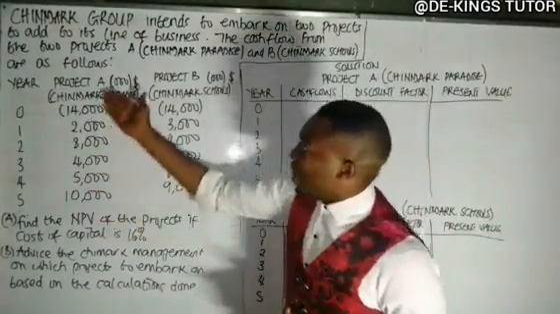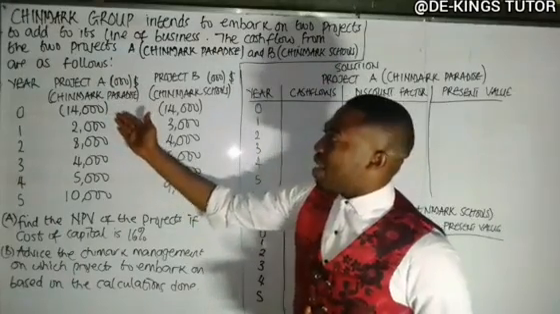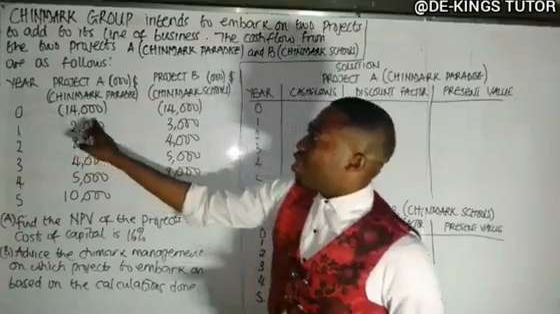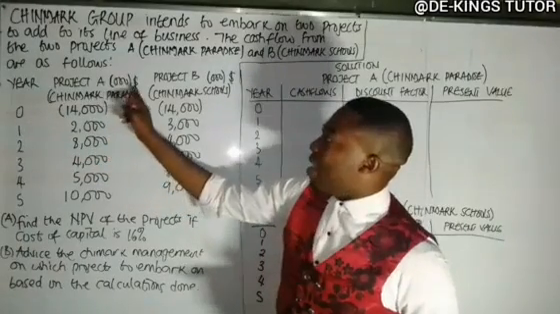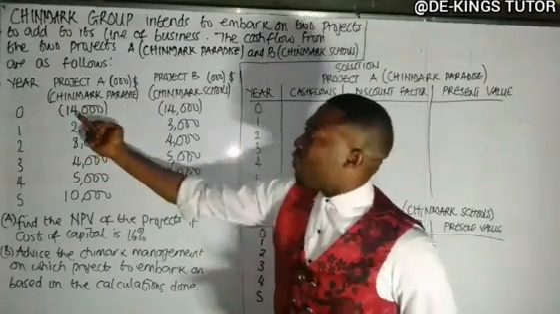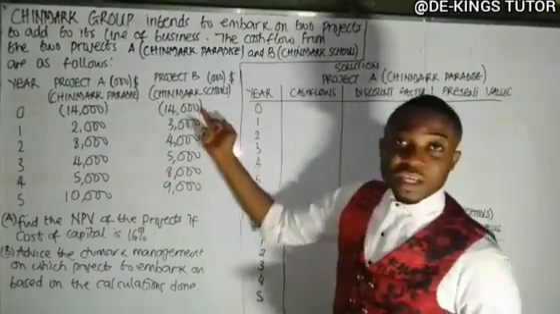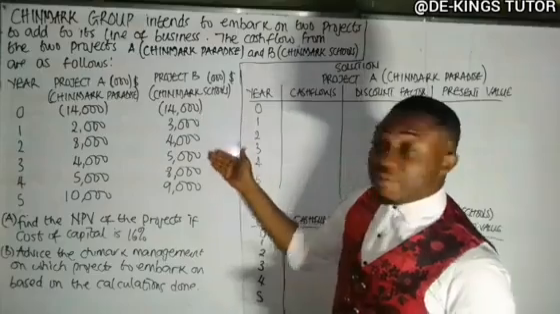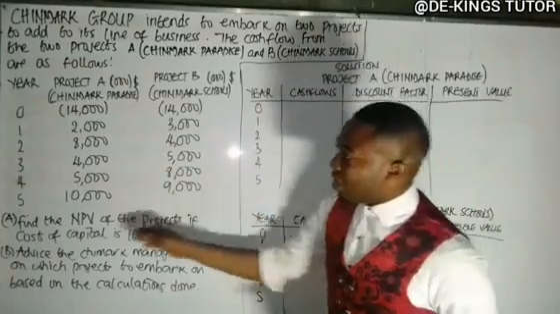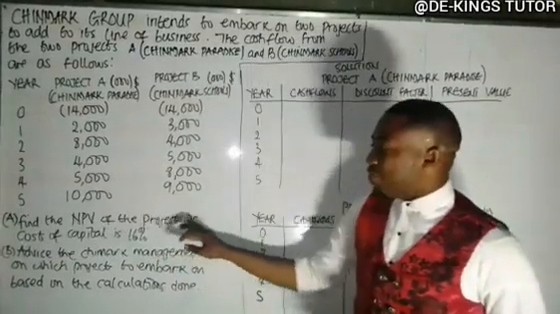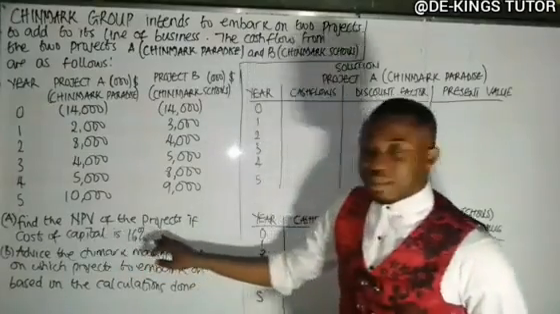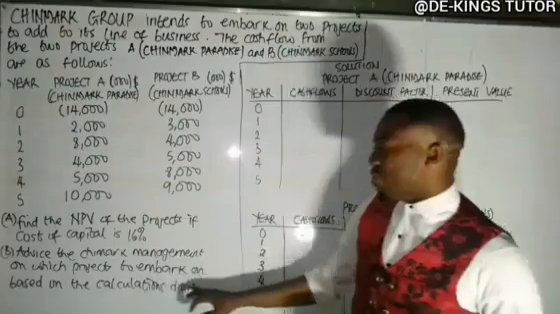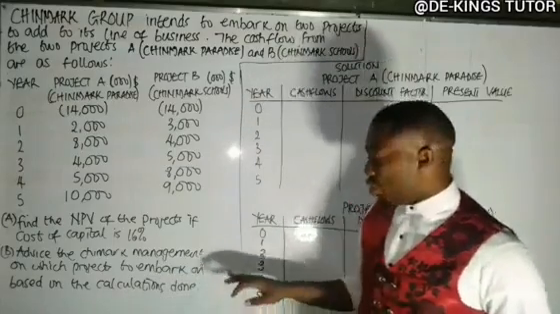Look at it here. Now look at the project A, CHINMARK Paradise, and project B. I told you that the first part, which is always 0, is the initial capital outlay, and it's in dollars. Okay, so this is $14 million. That is what they intend for the project, the same amount. Now these are the streams of cash flows, inflows they are to get. Now this question said, find the NPV of the project if the cost of capital is 16%. And it said, advise the CHINMARK management on which project to embark on based on the calculations done.